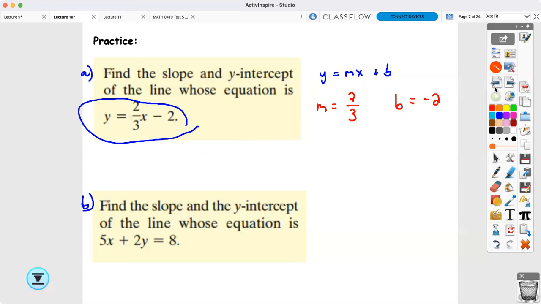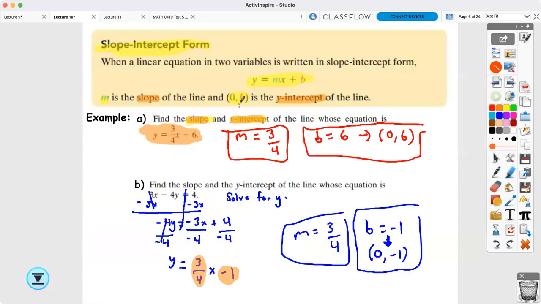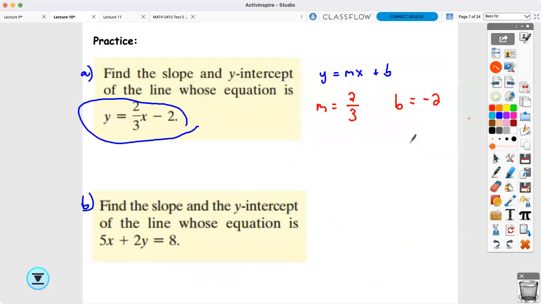I'm not sure. So let's go back to the formula. Do you have your notes with you? It tells you right here as an ordered pair. Okay, (0, b), gotcha. So 0 and then -2. Excellent. And we're done with A.